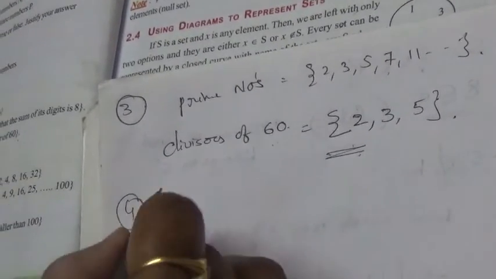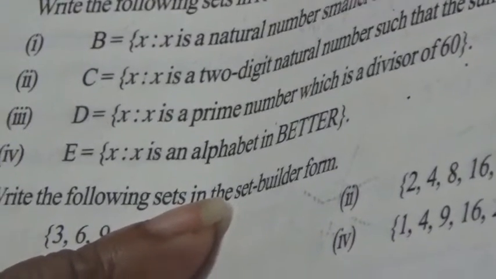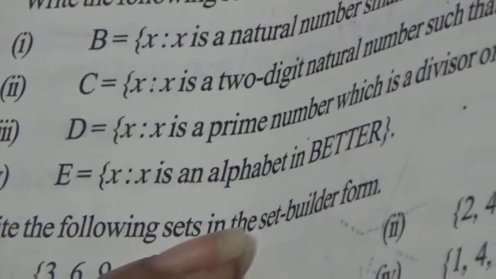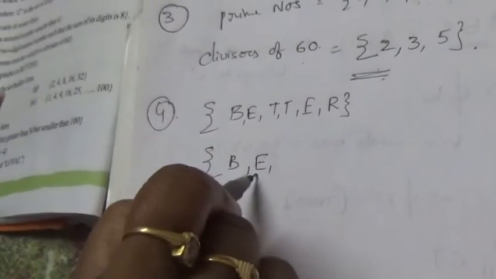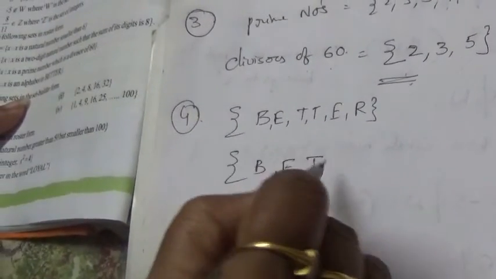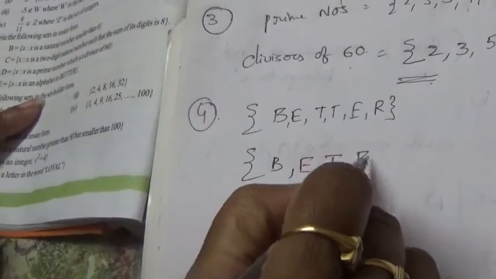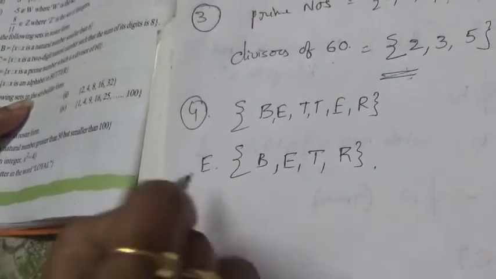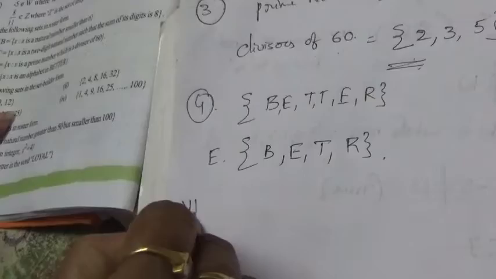Okay. Then the fourth one, E is {x : x is a letter in the word BETTER}. B-E-T-T-E-R. So the repeated terms have to be written only once, that is B. E is repeated 2 times, that is once. T is repeated 2 times, that is once. R. It is a set of E.